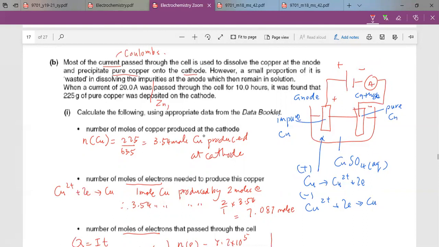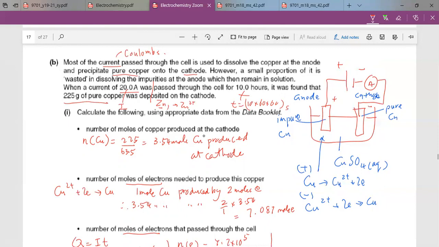Right, so the current is used to dissolve this one here. They used to convert copper to copper 2+. They used to convert zinc to zinc 2+. So that is wasted. Now, when a current of 20.0 ampere was passed through a cell for this time, so this is your I, and this is your time. You change this to 10 times 60 minutes times 60 seconds. So seconds here. It was found that this is the amount of pure copper deposited. Simple, isn't it? This is the mass of copper deposited.